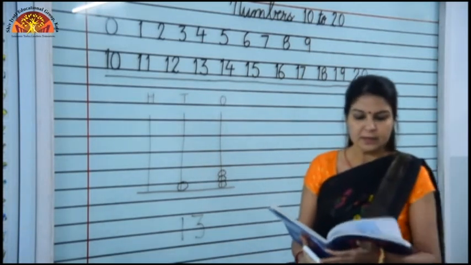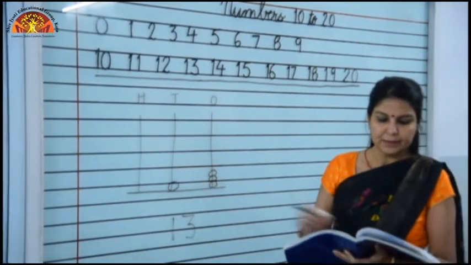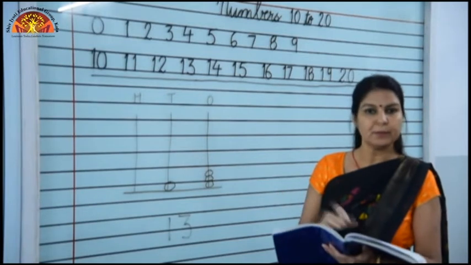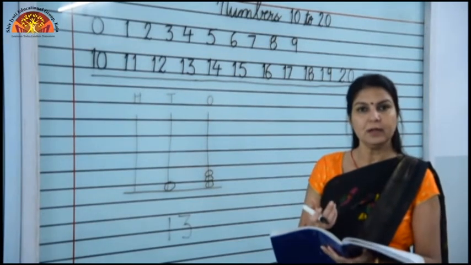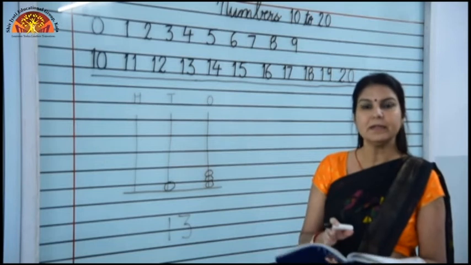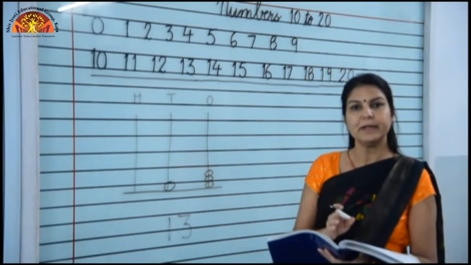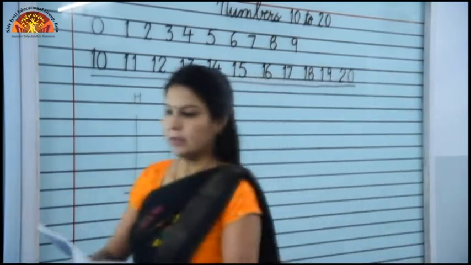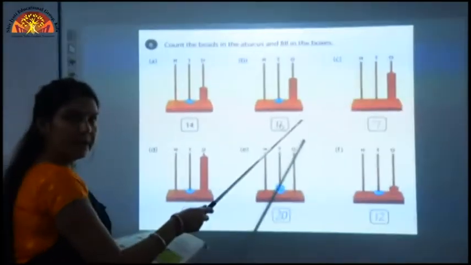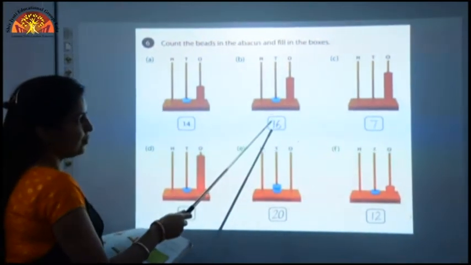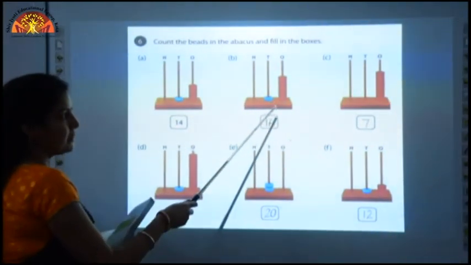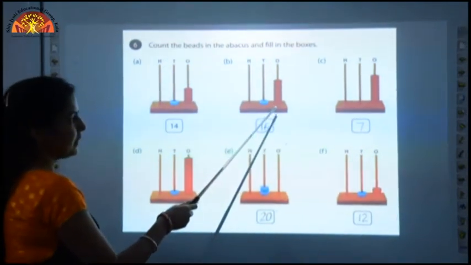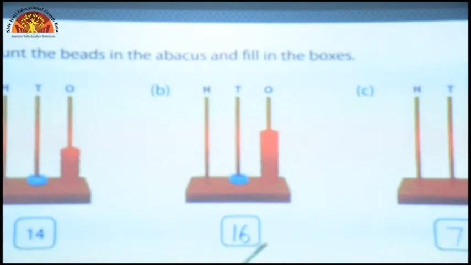Question number 6. Count the beads in the abacus and fill in the boxes. Here children, again this sum is based on abacus. What you have to do here? You have to count the beads and write the number of beads at their correct places. Suppose we are taking first question. Look here, beads are given in the picture. So, we have to count the beads. We will start counting from ones. How many beads are here at ones place? 6 beads are here at ones place.